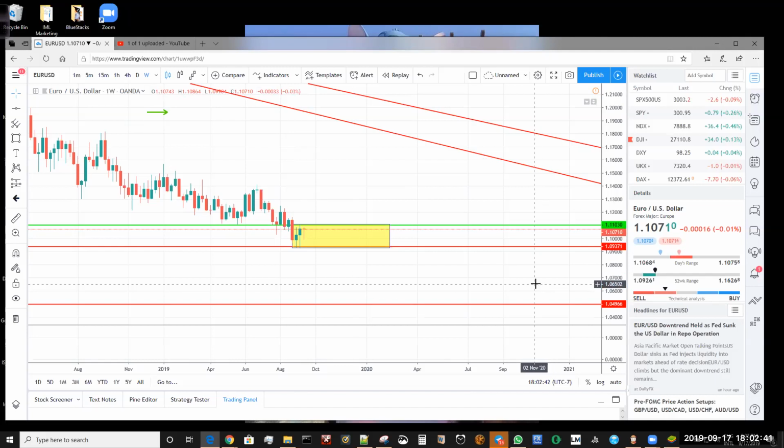Now, I just want to say something here. There are people that trade the weekly chart and the monthly chart. With larger risk comes larger reward. You have to use good equity management, risk management when you're trading on these larger time frames. So what I'm going to do here is drop down to the daily.